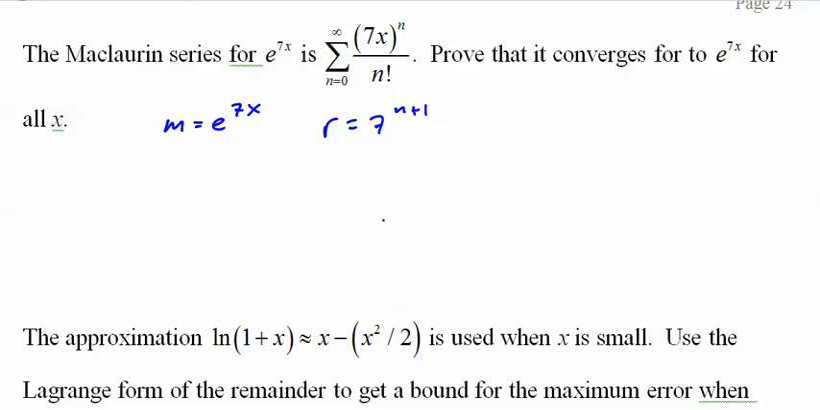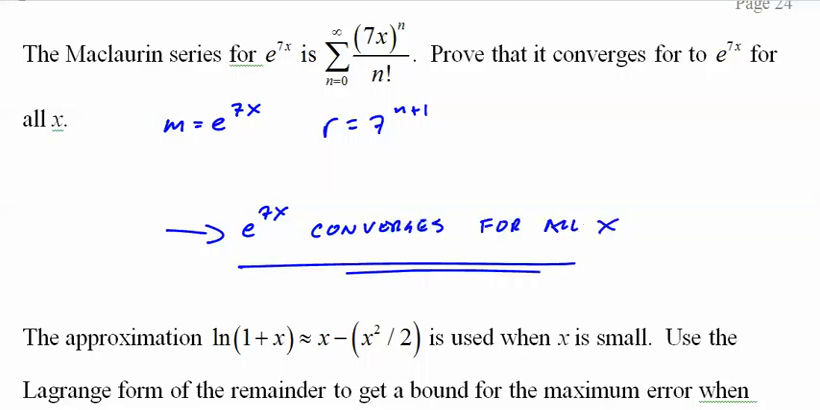Long story short, the bottom's going to get bigger faster. And we can say that, and again, I'm just going to blow through it, e to the 7x converges for all x. This is back to a little piece of memorization. Don't sweat that one, just know for sine, cosine, and e to the x, all x, because of this little theorem.